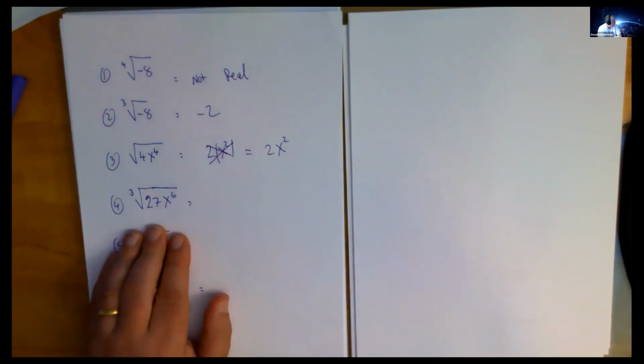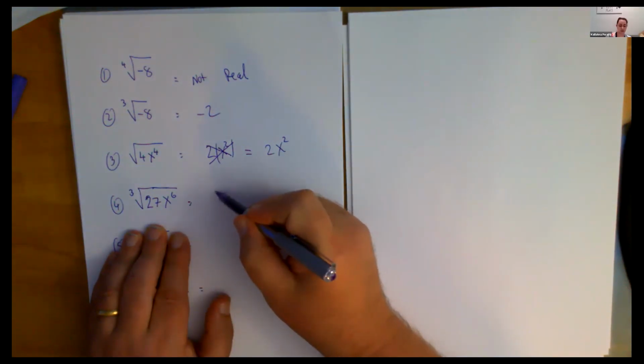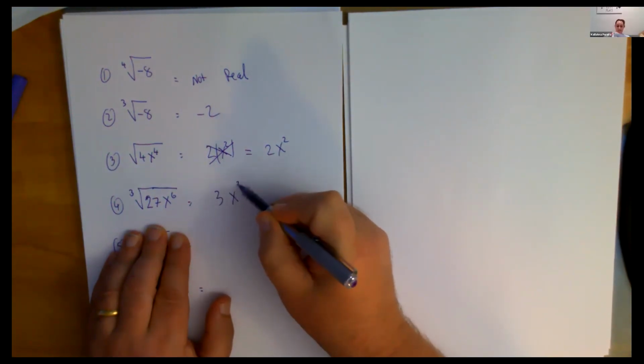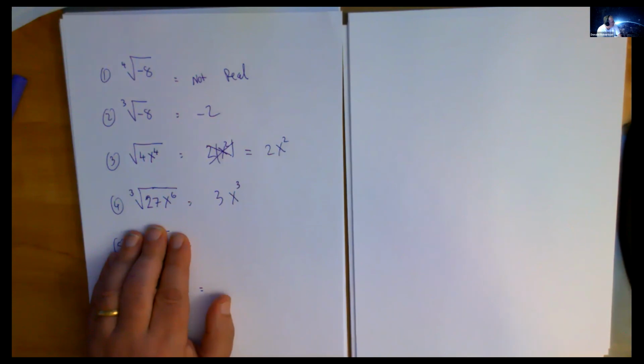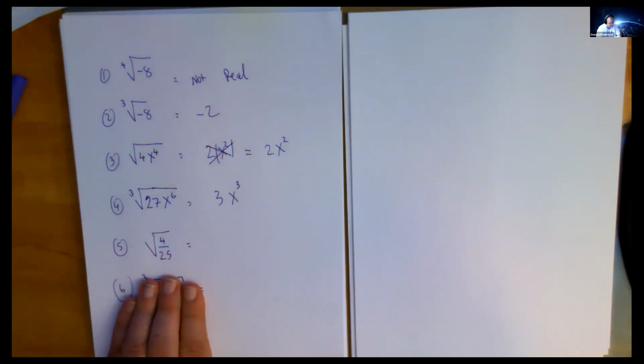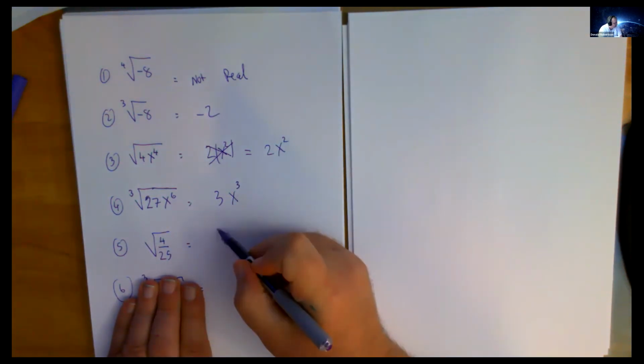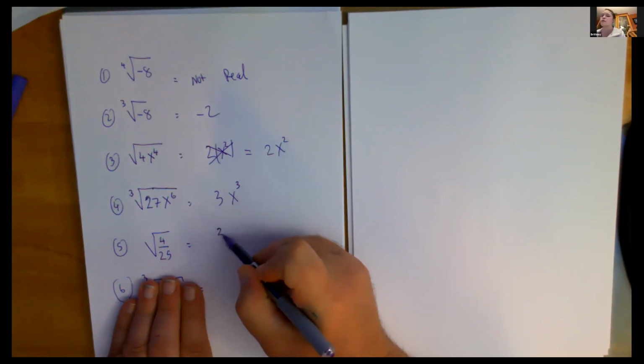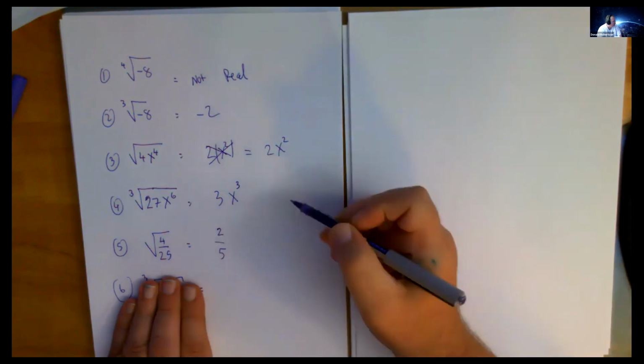Okay, Carliana, you got the next one. 3x to the 3rd. Right. Do you need any absolute values around this one? Correct. Okay, Brittany, looks like you're getting the square root of the fraction then. You got it? Two over 5. Pretty cool, right? Not too painful.